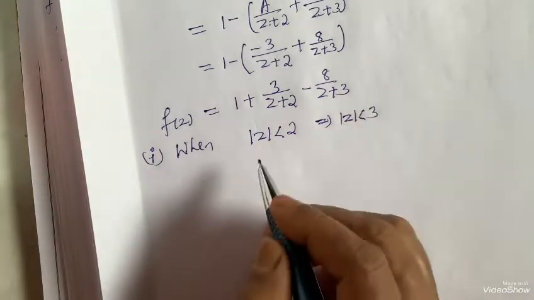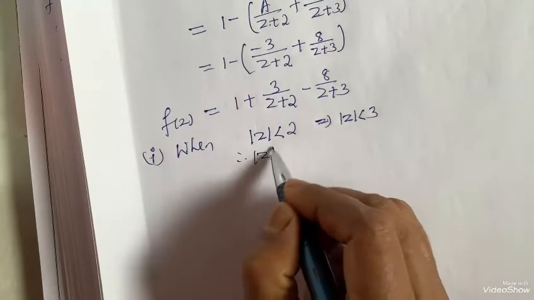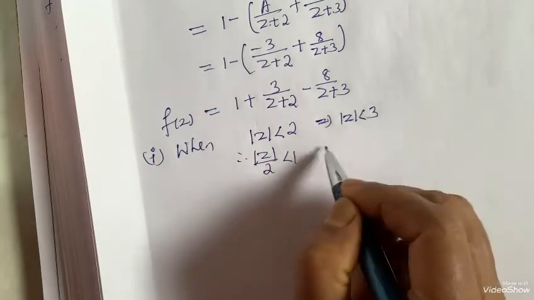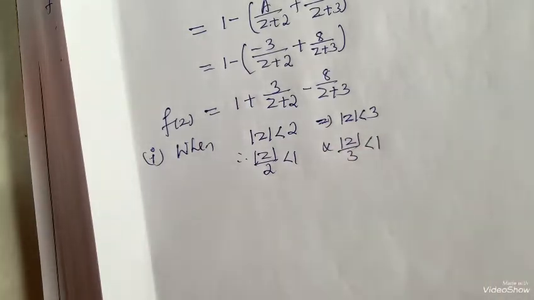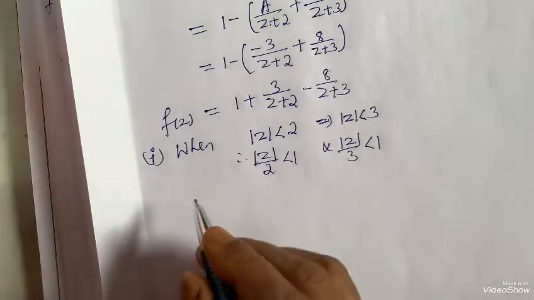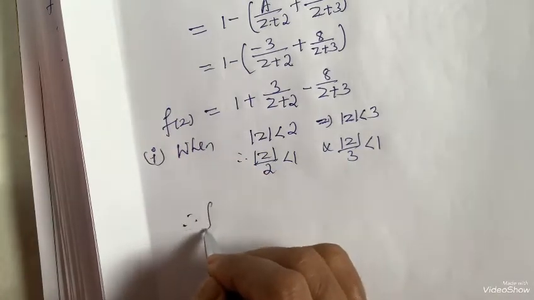Therefore which are less than 1 then? Therefore mod z by 2 less than 1 and mod z by 3 less than 1 here. So both must be made less than 1. Therefore what is f z now?